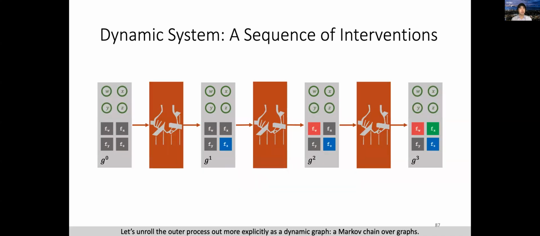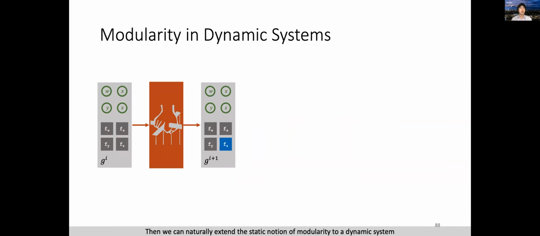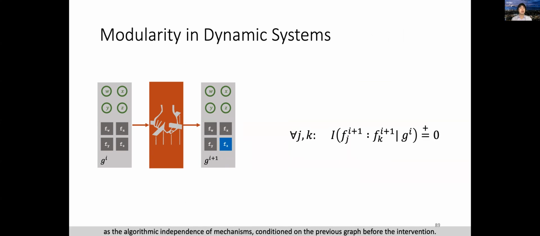Let's unroll the outer process more explicitly as a dynamic graph, a Markov chain over graphs. Then we can naturally extend the static notion of modularity to a dynamic system as the algorithmic independence of mechanisms, conditioned on the previous graph before the intervention.